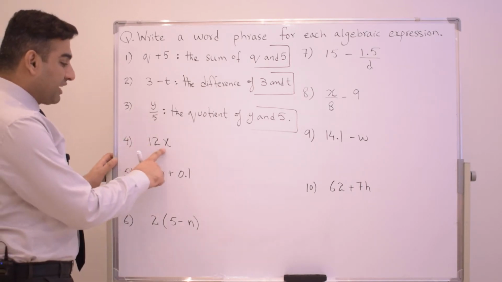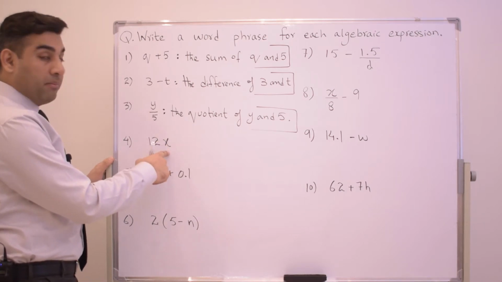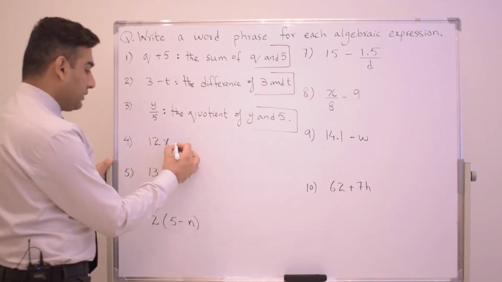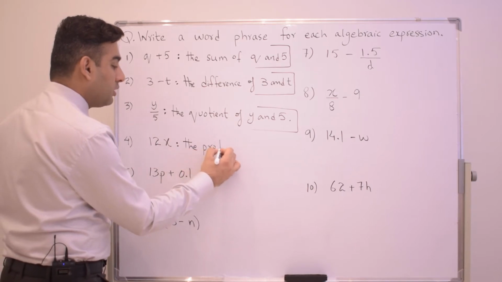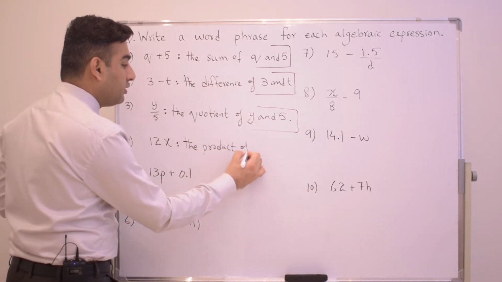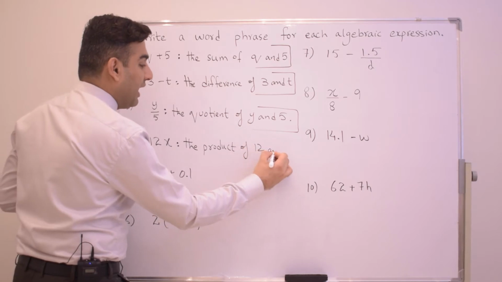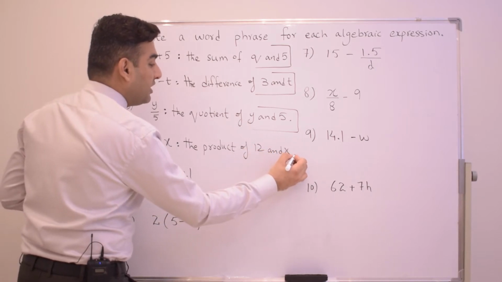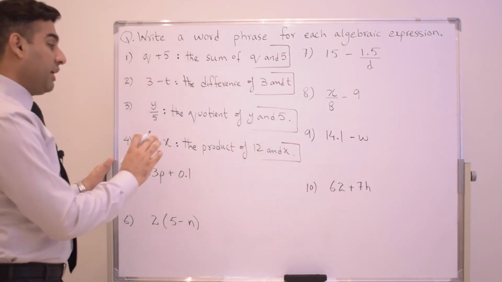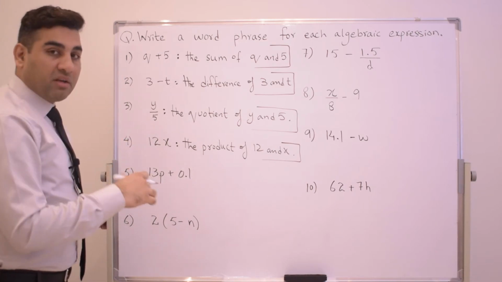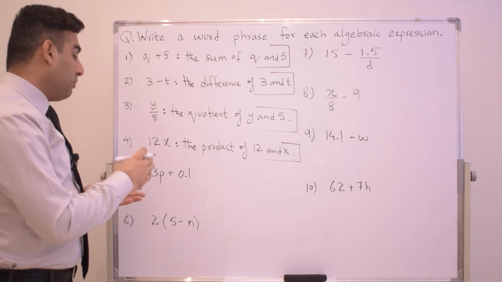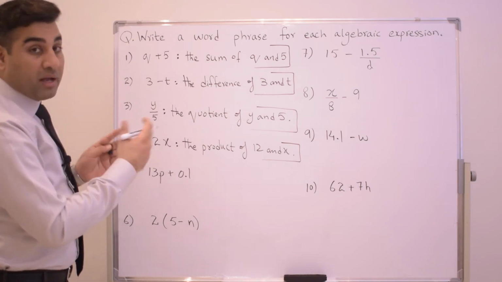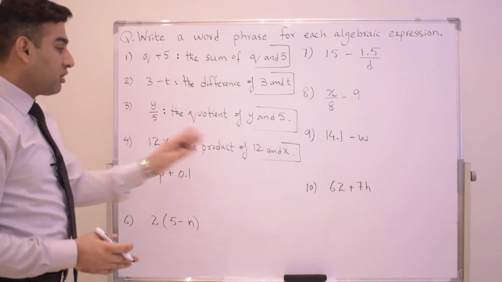Number 4, 12x. You know that 12x means 12 multiplied by x. So guys, simply you can write as the product of 12 and x. Please mind it, we are just writing it in a very formal way, but if you just say 12 times x, that is also okay. 12 multiply x, it is also fine. So the product of 12 and x.